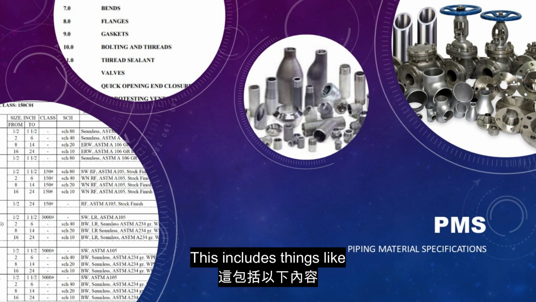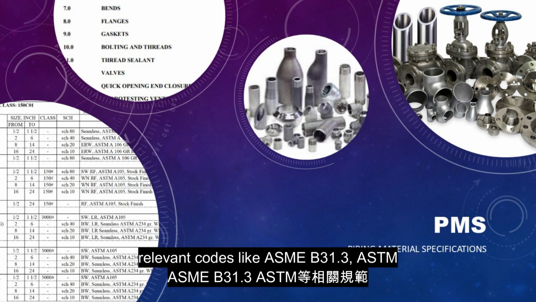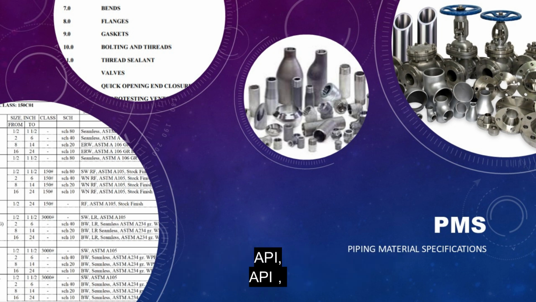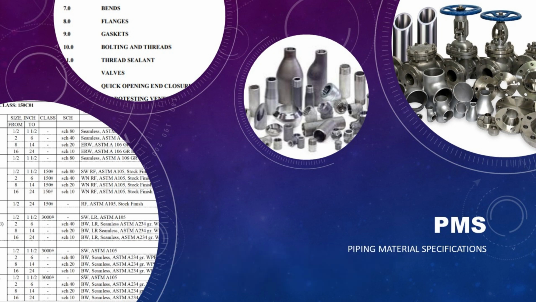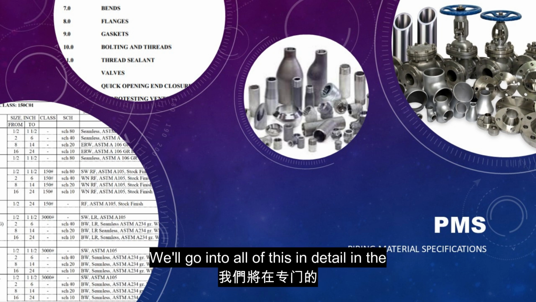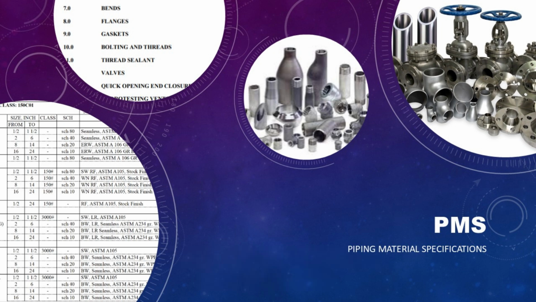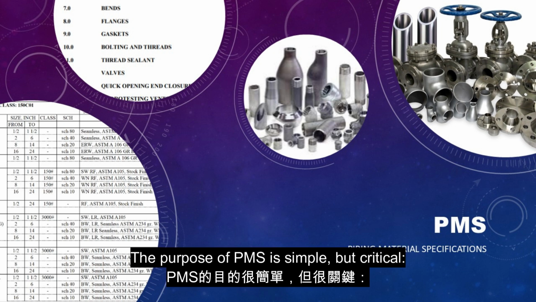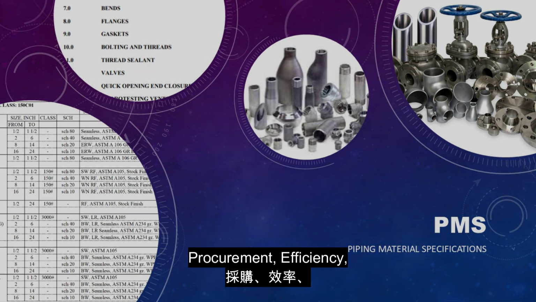This includes things like pipe, fittings, flanges, valves, relevant codes like ASME B31.3, ASTM, API, pressure and temperature ratings, welding requirements, corrosion allowance, inspection and testing methods. We'll go into all of this in detail in the dedicated piping materials video. The purpose of PMS is simple but critical: standardization, safety, compatibility, procurement efficiency.